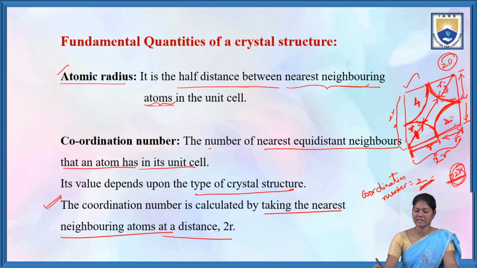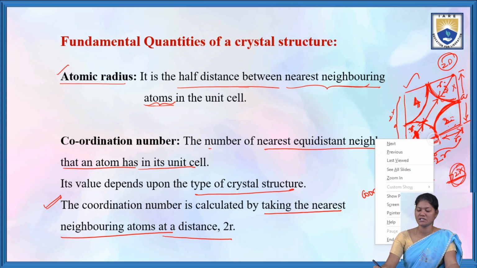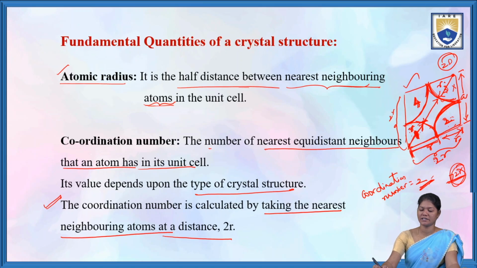So neglecting this one, we are taking the second atom and the fourth atom for the coordination number. So in this case, the nearest neighboring atoms to the first atom are 2 and 4. So 2 is the coordination number.